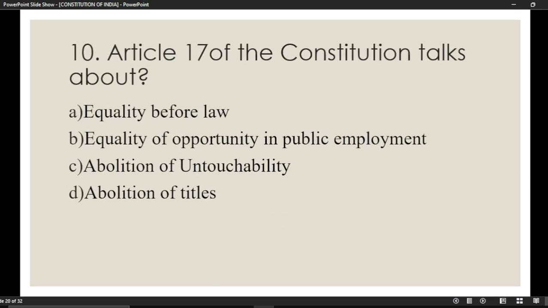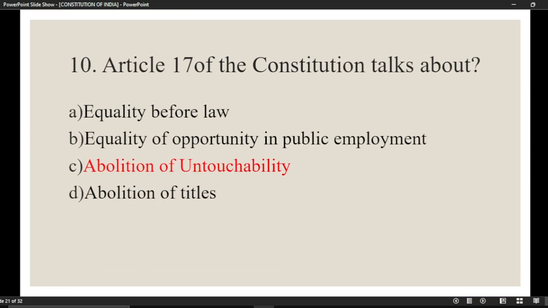Next question. Article 17 of the Constitution talks about what? We are talking about Article 17. Article 17 is our fundamental right, and specifically it comes under the right to equality, which extends from Article number 14 to Article 18. So Article 17 talks about the abolition of untouchability. That means option number C is the correct answer. If we talk about option D, that is abolition of titles, that has been provided under Article number 18.